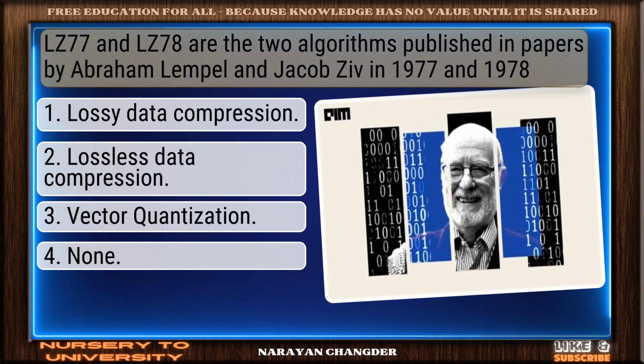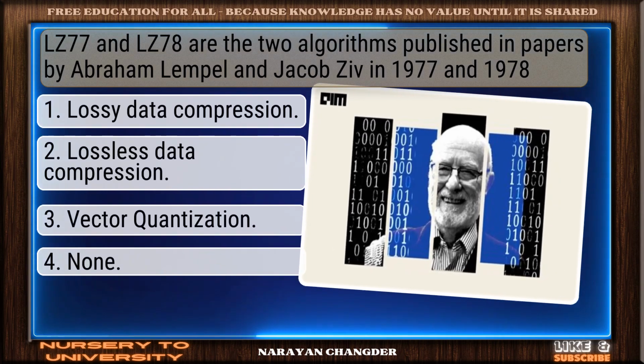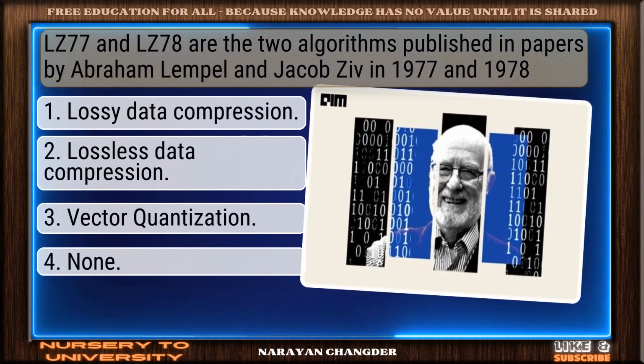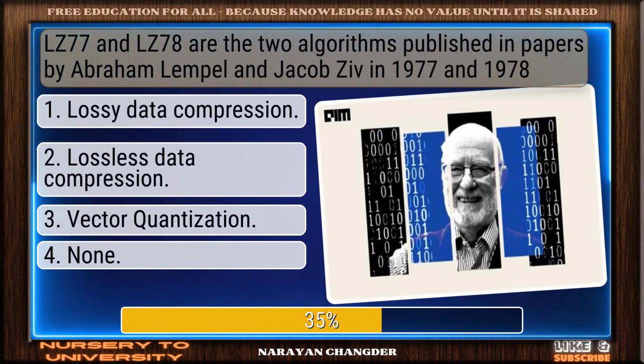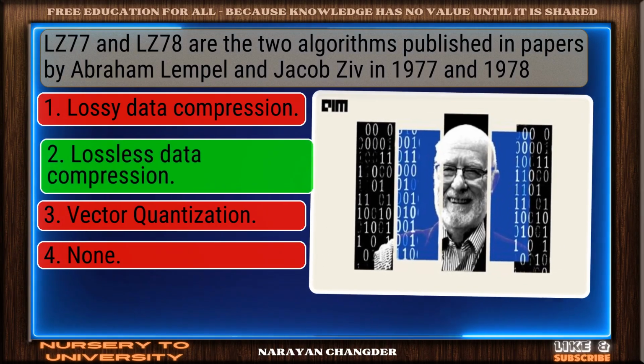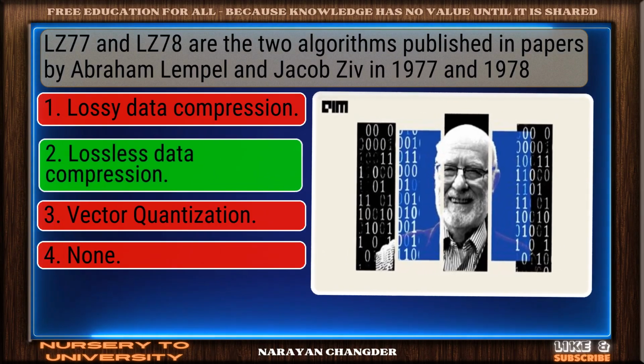Question number 17. LZ77 and LZ78 are the two algorithms published in papers by Abraham Lempel and Jacob Ziv in 1977-1978. Exactly. Lossless data compression makes sense and it is the right choice.